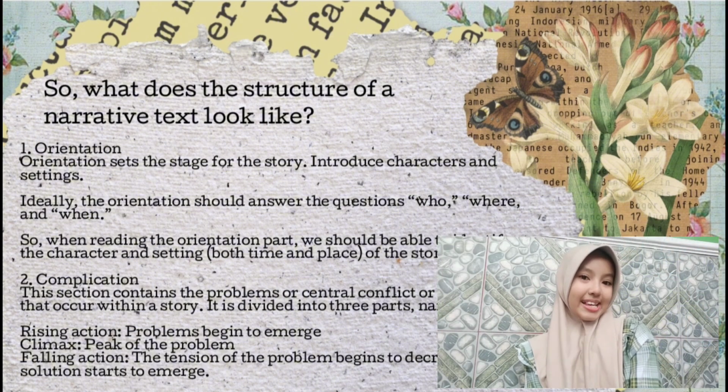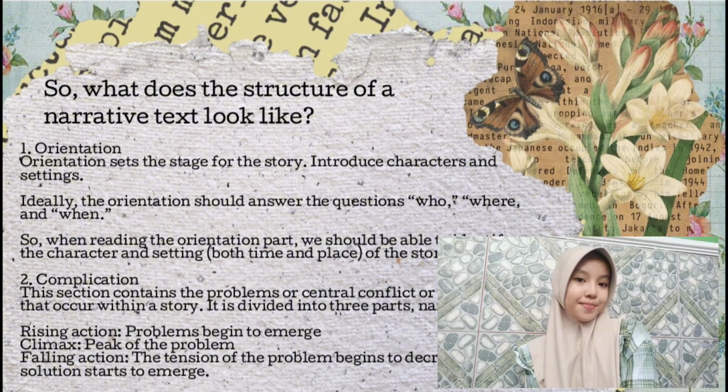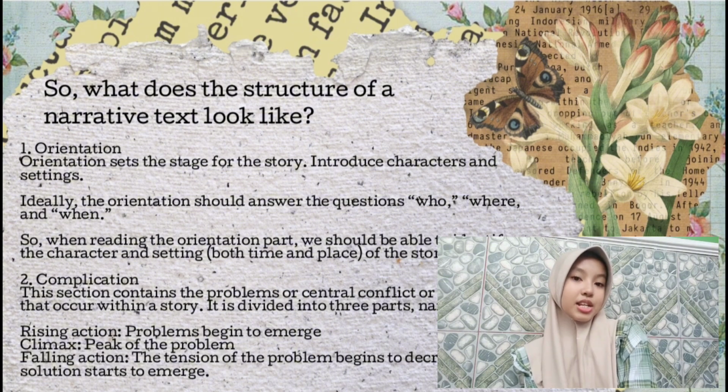2. Complication. This section contains the problems or central conflict or challenge that occur within a story. It is divided into 3 parts, namely, rising action. Problems begin to emerge. Climax. Peak of the problem. Falling action. The tension of the problem begins to decrease and the solutions start to emerge.